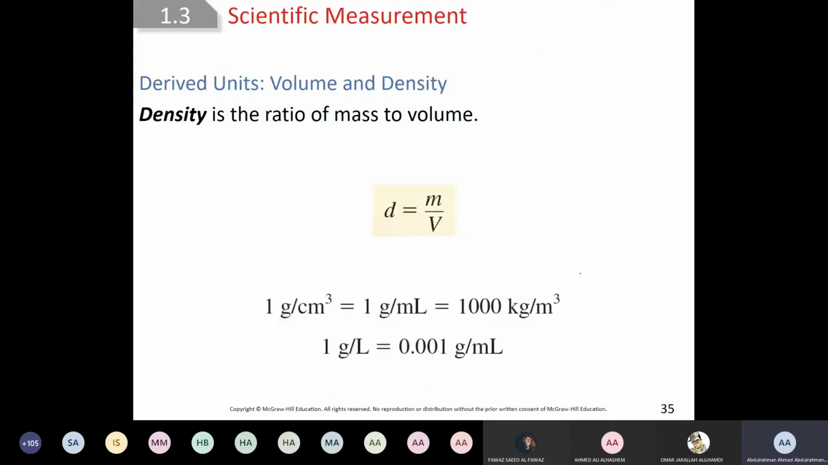Next. Everybody knows this. We have been talking about this a lot. What's this? Density. What's density? Mass over volume. Density means mass over volume. What is the unit that we're going to use for mass? Kilogram, the SI unit.